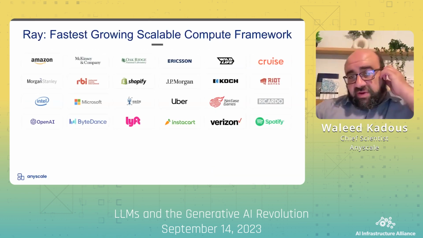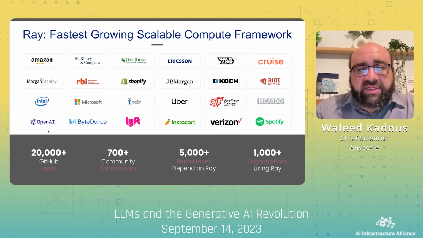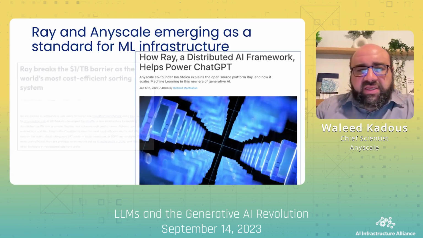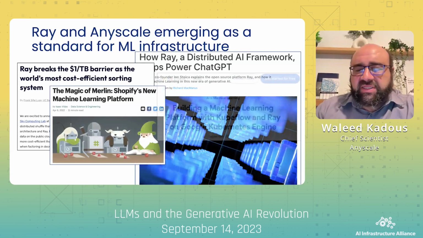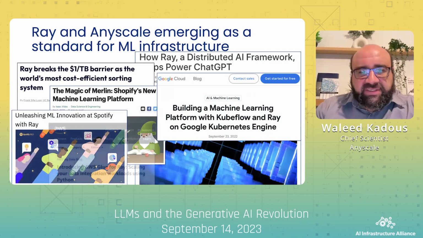So Ray is one of the fastest growing scalable compute frameworks out there. It is very widely used in industry. You'll see a few large language model companies here, notably OpenAI. And it's really very quickly emerging as kind of this platform that people use for building their machine learning infrastructure on across lots of different companies.